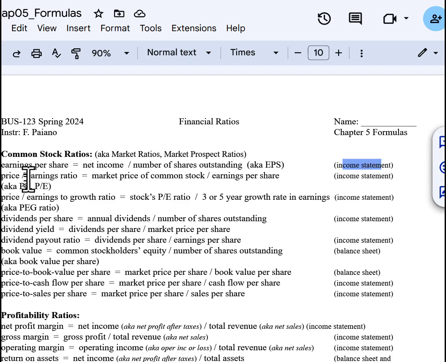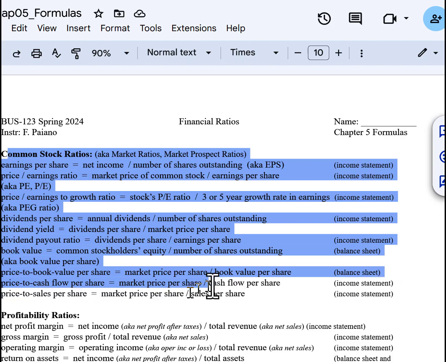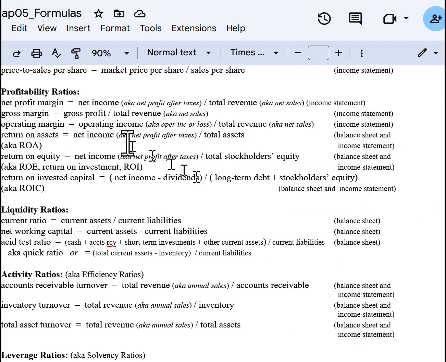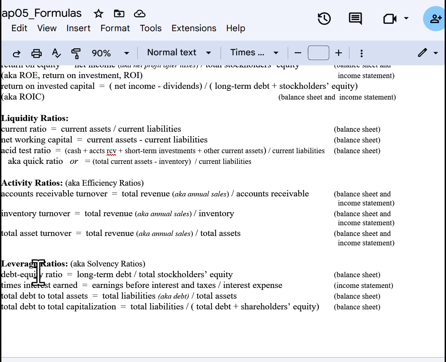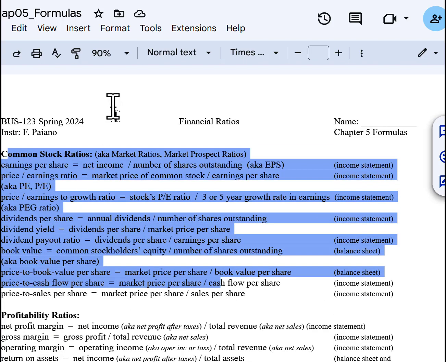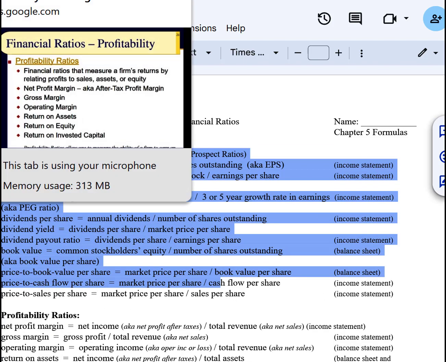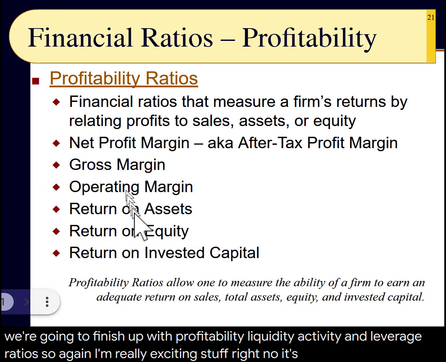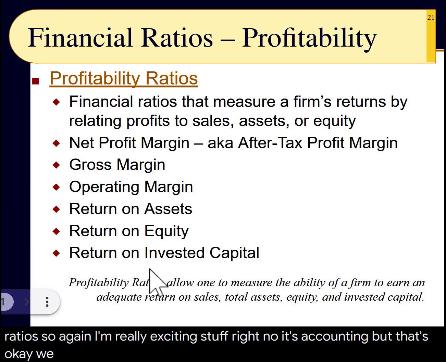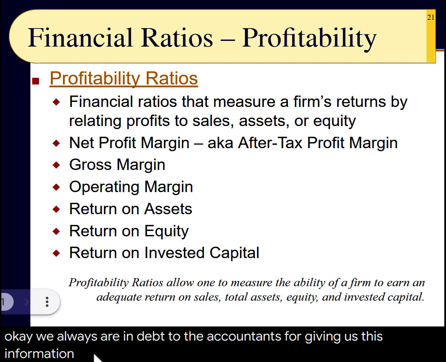So we did the common stock ratios in our first presentation, and now we're going to finish up with profitability, liquidity, activity, and leverage ratios. So again, real exciting stuff, right? No, it's accounting, but that's okay. We always are in debt to the accountants for giving us this information. So let's start with the profitability ratios.